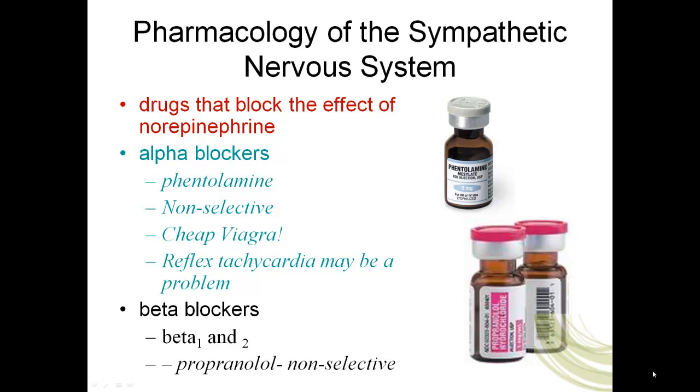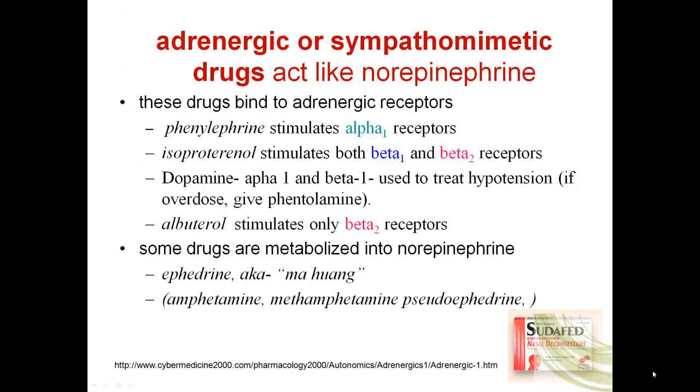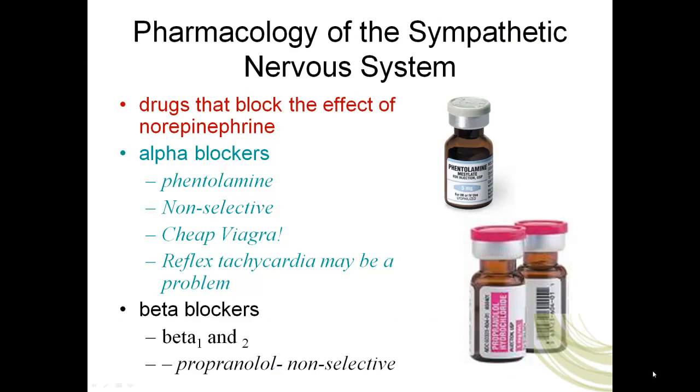So phentolamine can be used if someone was given too much, as I showed here, previous slide. If someone has too much dopamine to help elevate their blood pressure and they get hypertension, like too much blood pressure, we can give them phentolamine, which blocks the alpha 1 receptors, and therefore the dopamine can't bind to them, and that will help lower blood pressure.